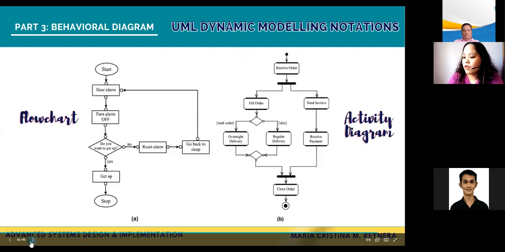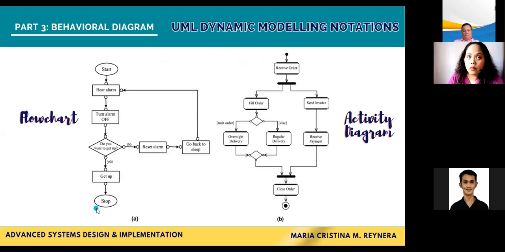Before we conclude, I'll give you an example. This is an example of the basic flowchart that we usually do in our undergrad courses. But an activity diagram is more detailed. It talks about the activity of the system, while this one only discusses the flow on how to solve the problem. That's the difference of the two.